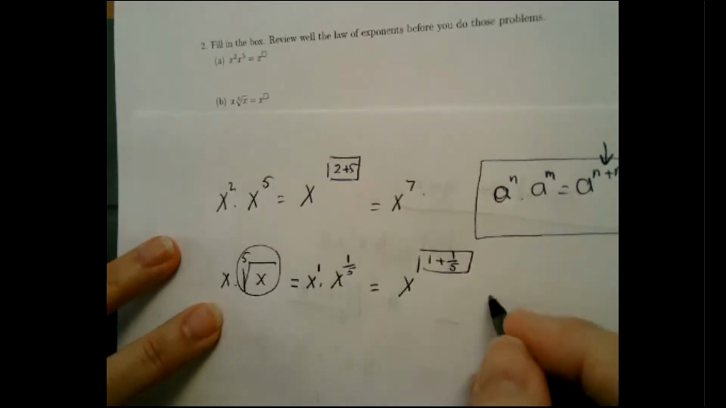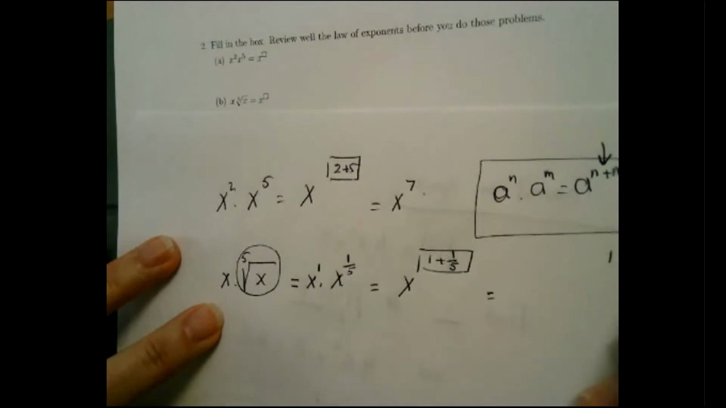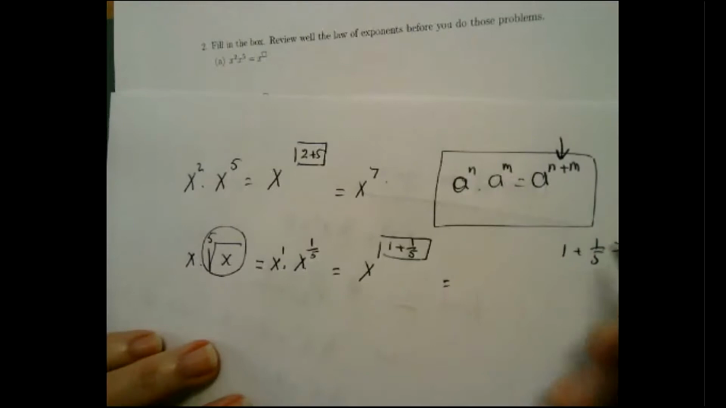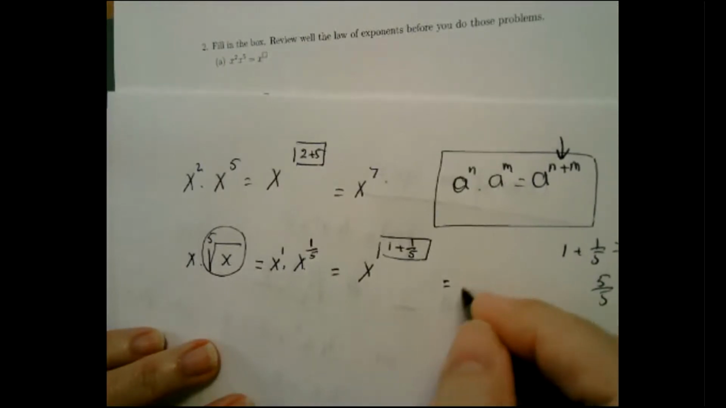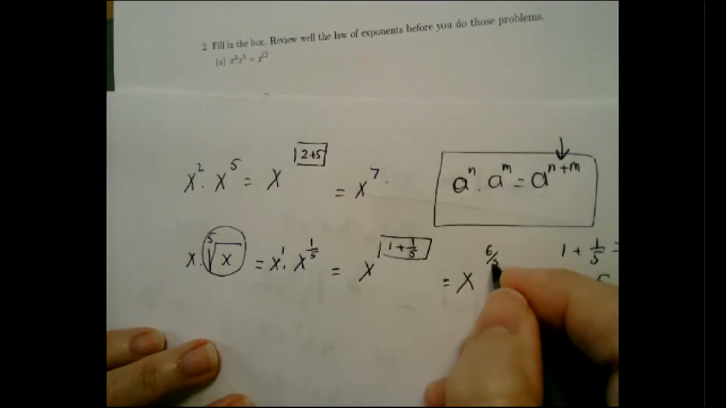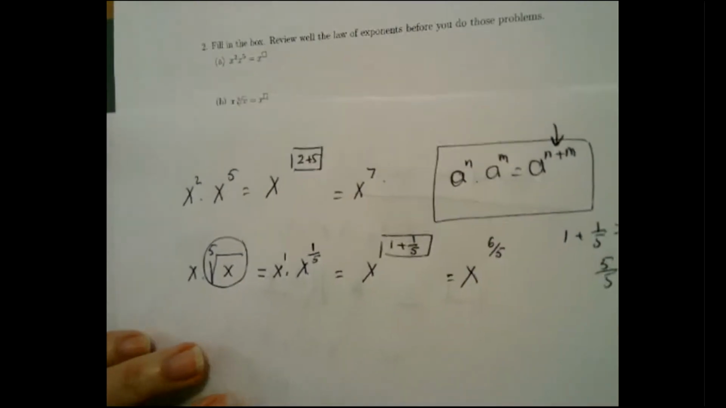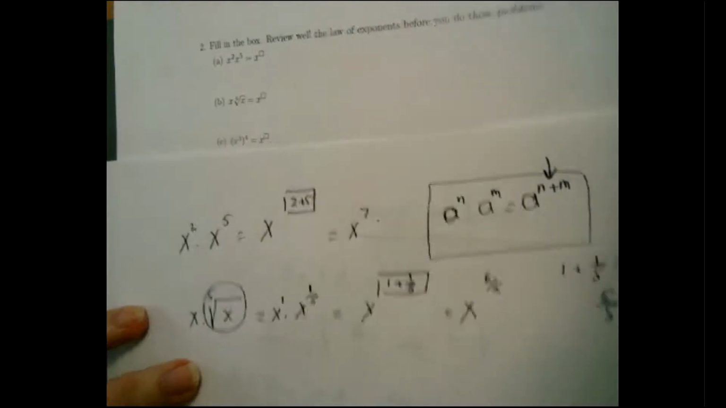Now I know this is a fraction, but it's not hard. The common denominator is 5. So that gives me 5 over 5 plus 1 over 5, x to the power 6 over 5. Okay, so for every rule we have to know exactly what we're using.